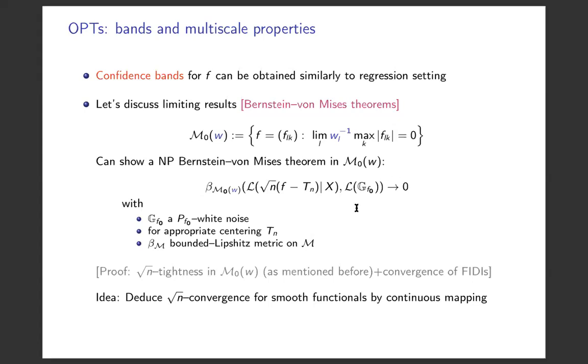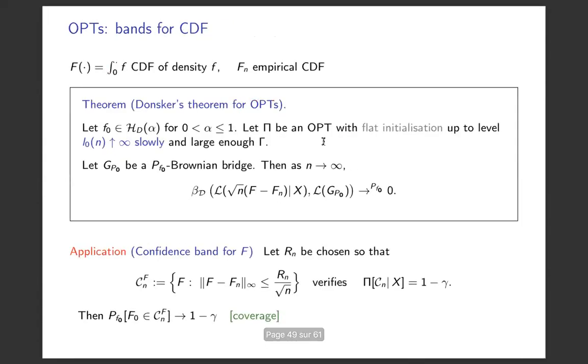Here's a Gaussian noise. And once you have this result, what's nice is that you can use a continuous mapping to get limiting results for functionals that are continuous. If you take any continuous functional from this M space to another space, you can apply continuous mapping. So for instance, if you want a band for the cumulative distribution function in density estimation, you can deduce from the previous result a Donsker type theorem for optional Polya trees, namely that square root n times (F minus the empirical CDF) converges in distribution to a P_f0 Brownian bridge. So P0 here is just P_f0.